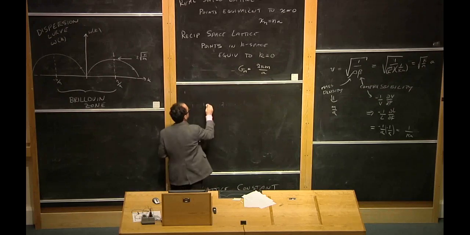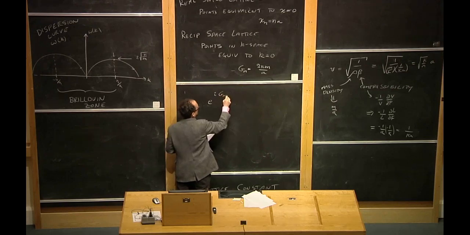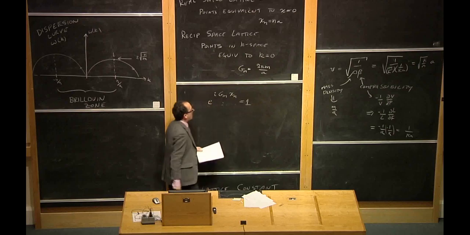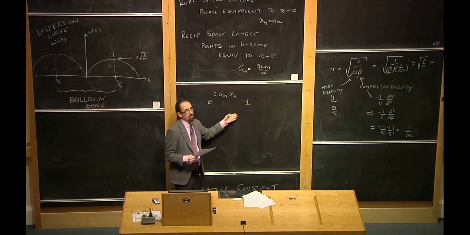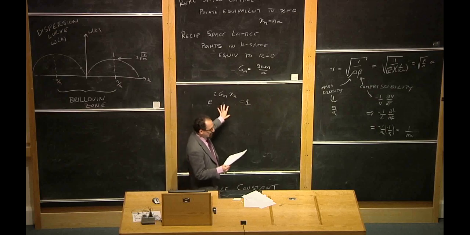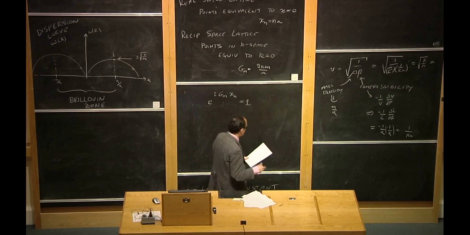Now, it's actually kind of interesting and will be important later on this year, that e to the i g_m x_n is always equal to 1 for all of the points in the direct lattice and all the points in the reciprocal lattice. You can choose any combination of those points and it will always give you 1. In fact, we're going to use that property when we go to higher dimensions as a way to define the reciprocal lattice, so put it in the back of your head.